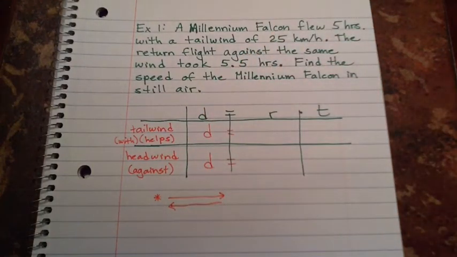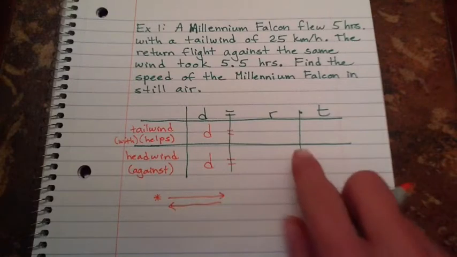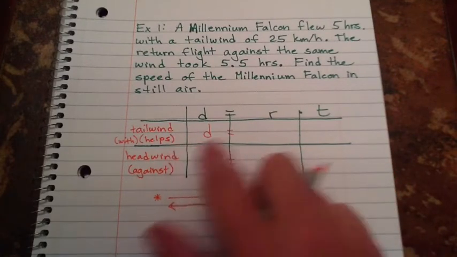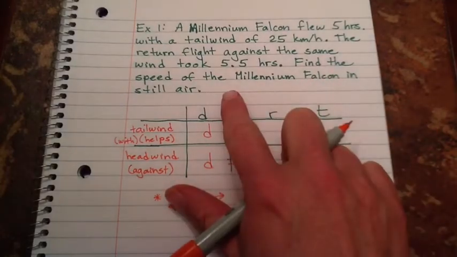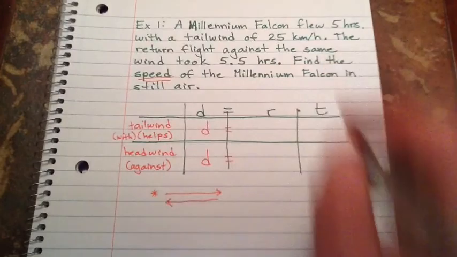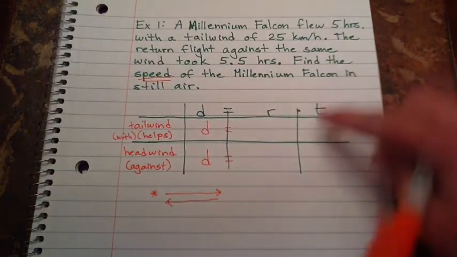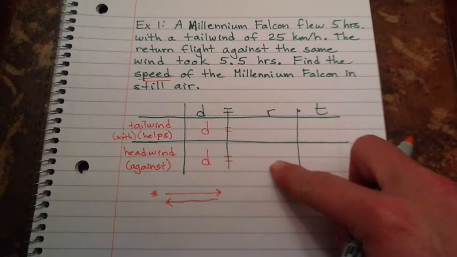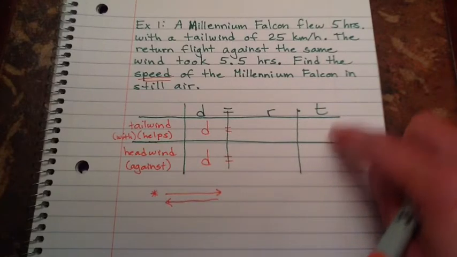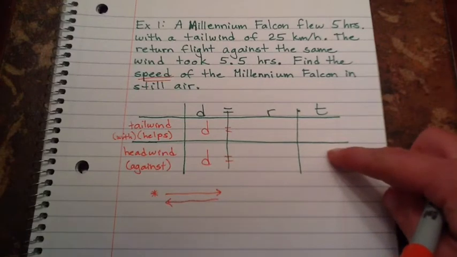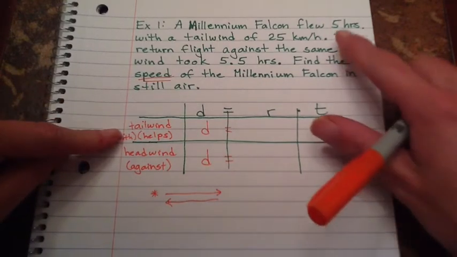Now I'm going to look for my rate. This is where you have to be careful. All I know is the rate of the wind, but I don't know the plane's rate in still air. That's what I'm looking for. But I do know that the rate is going to be increased here and decreased here. And then they did give me my time, and you have to be careful, make sure you fill in the time in the right spot. So when it's helping it, I'm going to travel faster.